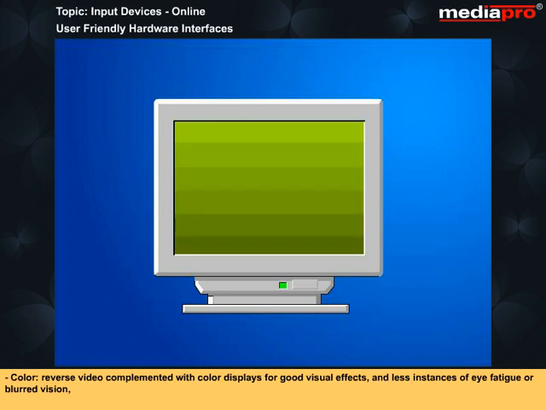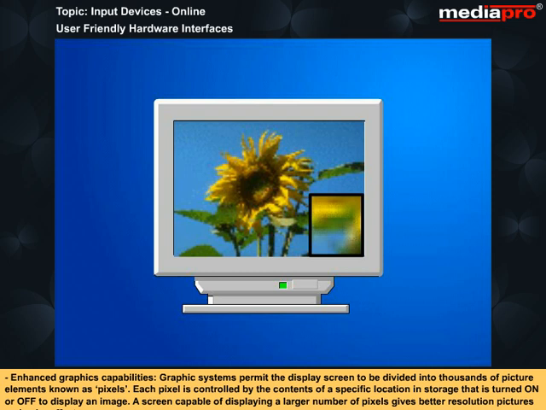Color, reverse video complemented with color displays for good visual effects and less instances of eye fatigue or blurred vision. Enhanced graphics capabilities. Graphic systems permit the display screen to be divided into thousands of picture elements known as pixels. Each pixel is controlled by the contents of a specific location in storage that is turned on or off to display an image. A screen capable of displaying a large number of pixels gives better resolution pictures and color effects.